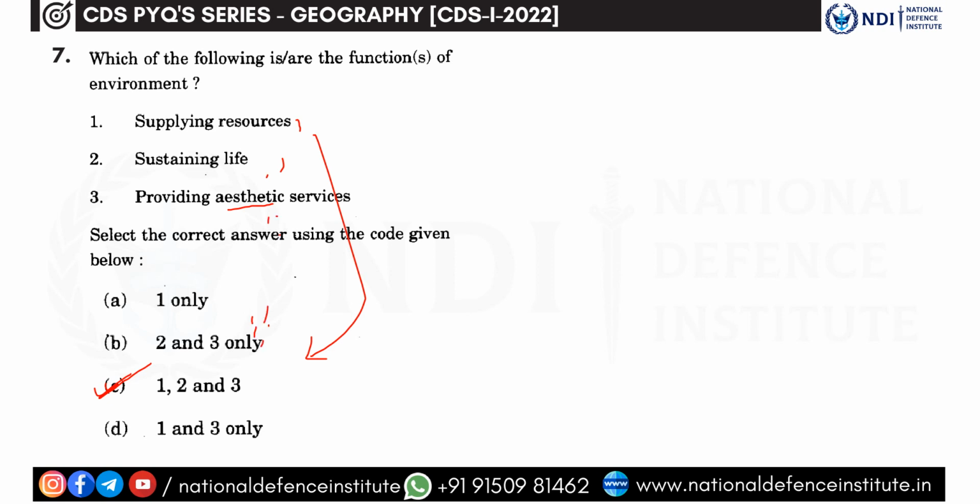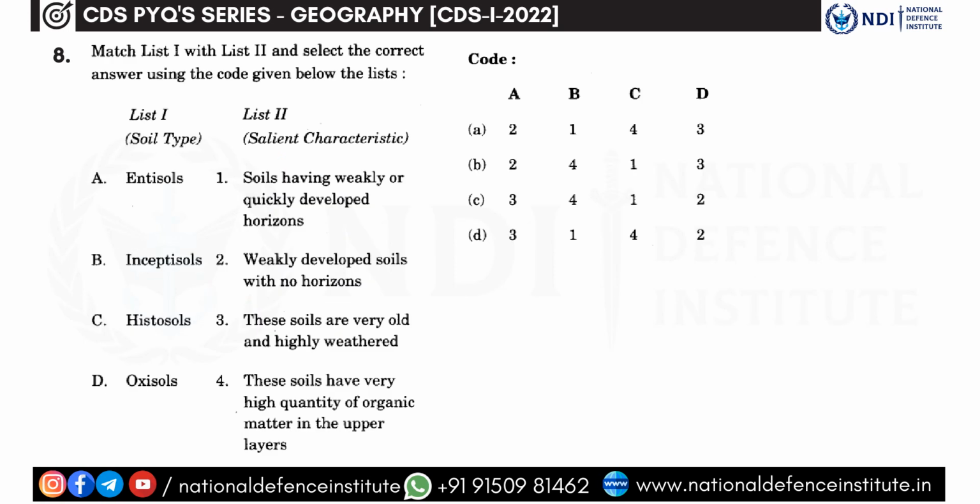Okay, fine. Match the list. In the earlier videos also we have discussed how exactly we can do the match the following, so in a similar way we shall go. Here the soil type and the salient characteristics are given. The first one is entisols. What do you mean by entisols? Sorry, entisols are the ones which have no much horizons, because only one horizon, the A horizon, is going to be present.